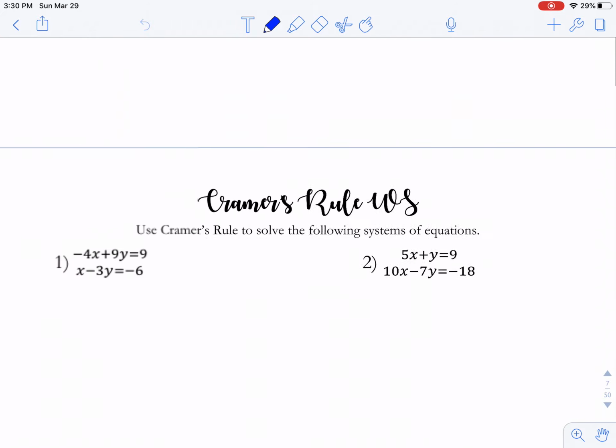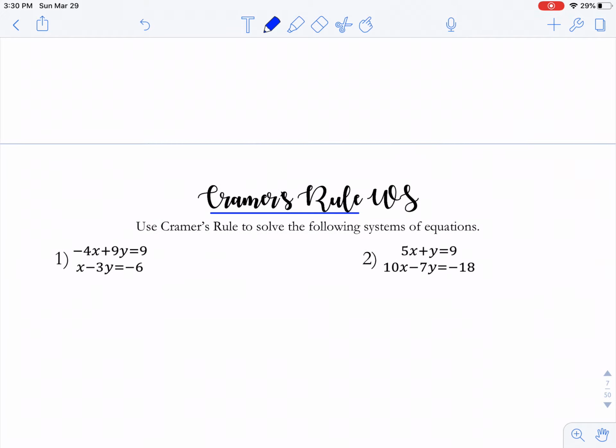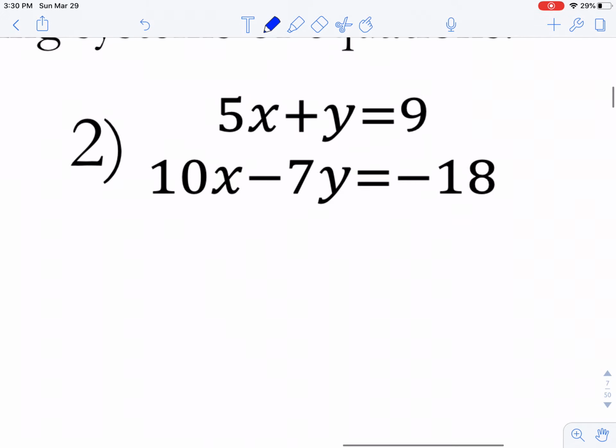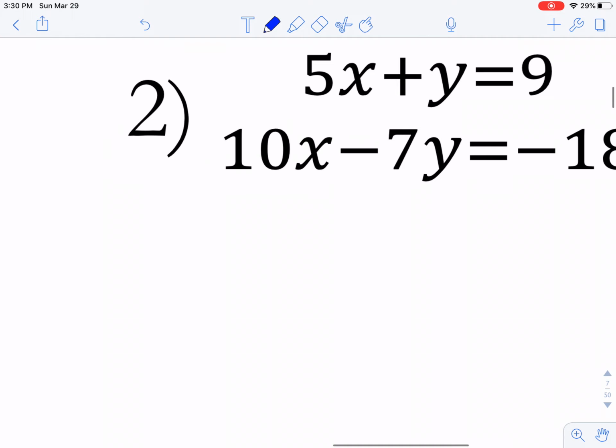I'm here to help you guys with Cramer's rule. And I'm just going to do a quick example. This is just an extra example, so I don't think it's in your notes or on your worksheet. It's just one that I randomly have an extra example for. So the first thing that we want to do in Cramer's rule is find the value of D.